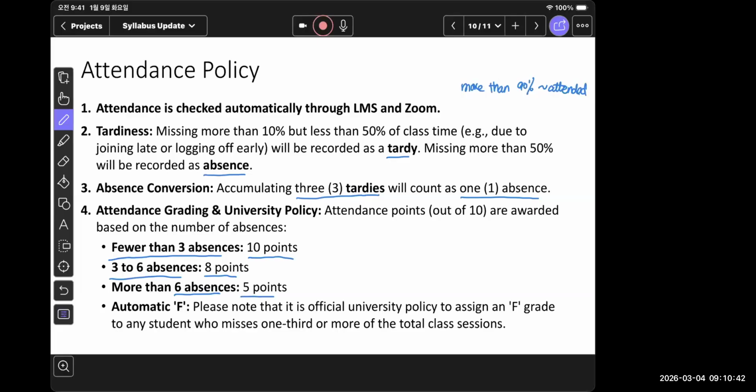But please note that it is official university policy to assign an F grade to any student who misses 1/3 or more of the total class sessions. So even though I can give 5 points if you are absent, say, 20 times, in that case, you will get an F automatically. So please be careful.